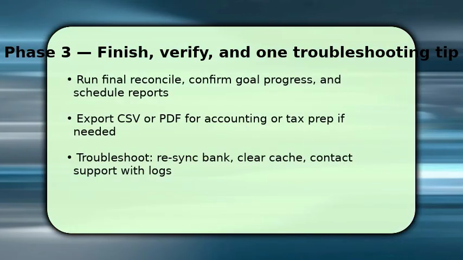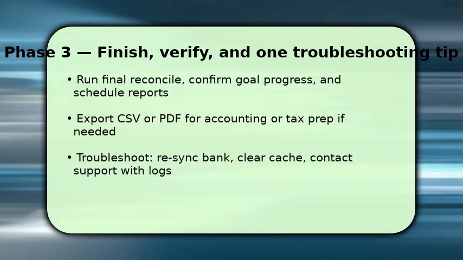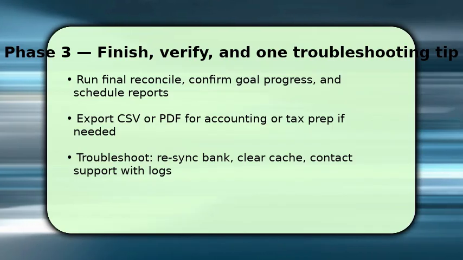You finish by running a final reconcile. Confirm goal progress and schedule recurring reports to appear in your inbox. Export CSV or PDF if you need records for accounting or tax prep, and make sure scheduled transfers are visible in both Accrue and your bank.